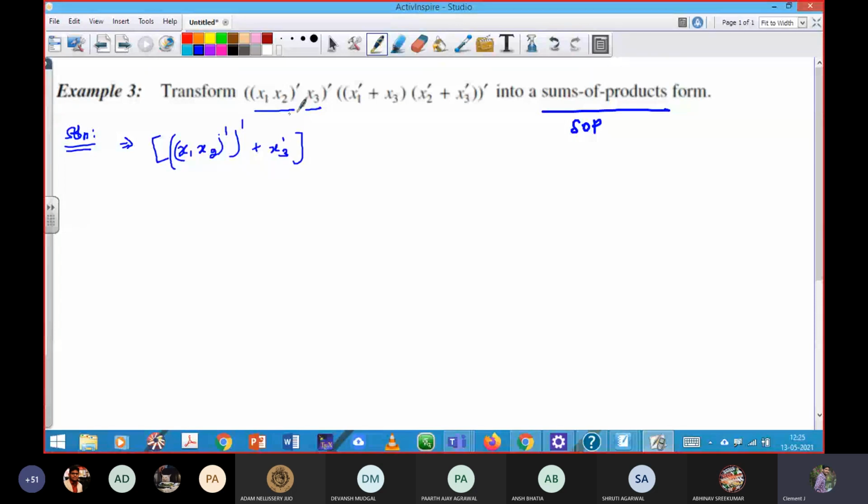Have you understood this first bracket expansion? Is it clear? Yes, sir. Next, we can move on to the next one.